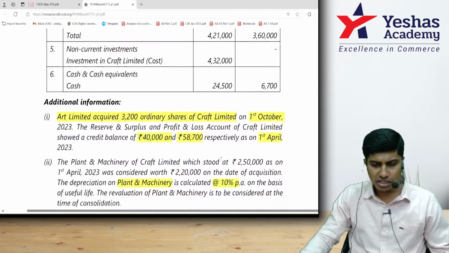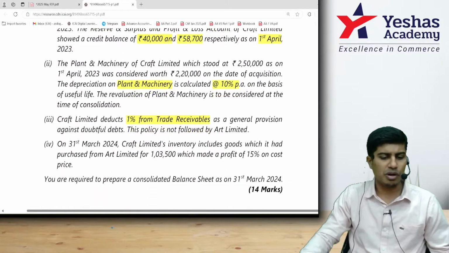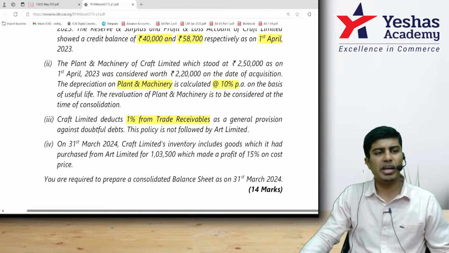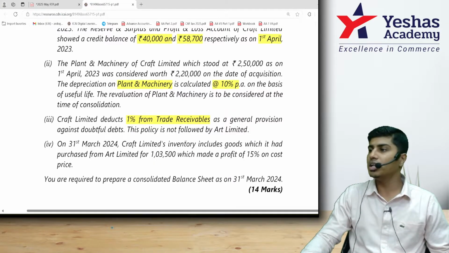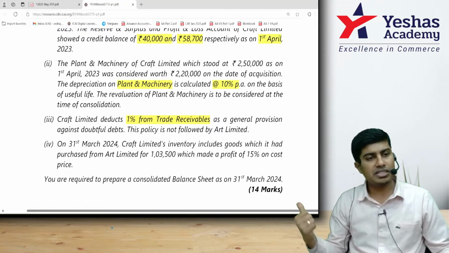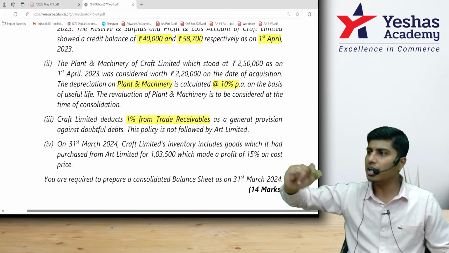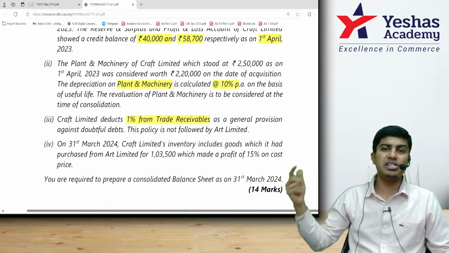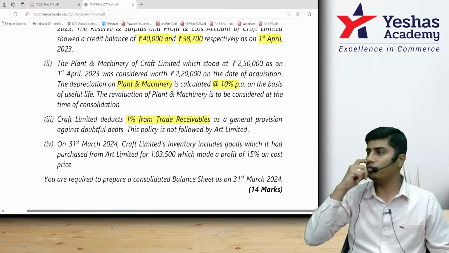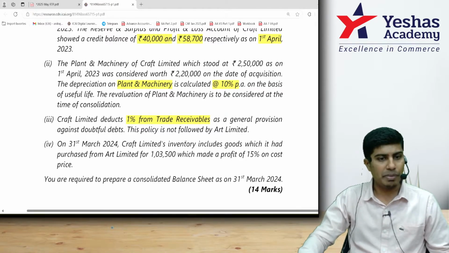But what is the logic here? They are not going to do that provision. This policy is not followed by Art Limited. To bring in uniformity in accounting policies, that 1% which is deducted, and the trade receivables which are shown at 99%, should now be shown at 100%. That 1% had previously reduced the profits. Now we'll add it back to profits. Reserve analysis will get impacted by this.